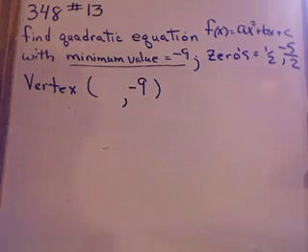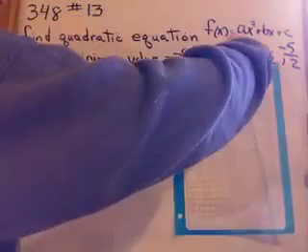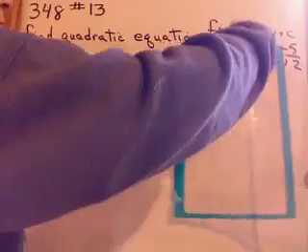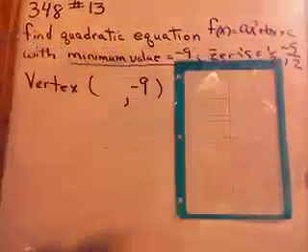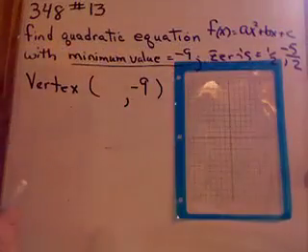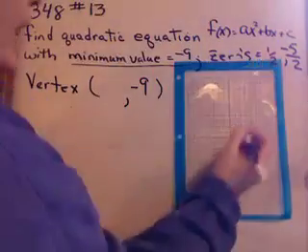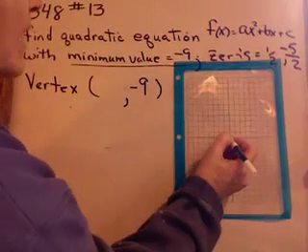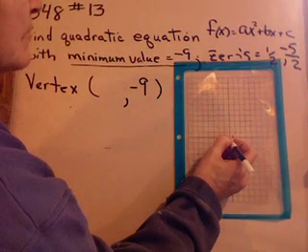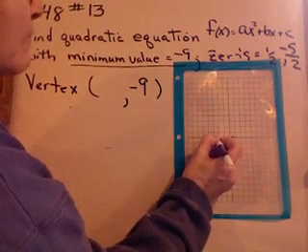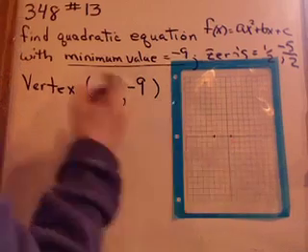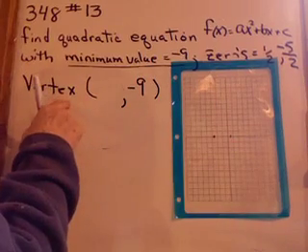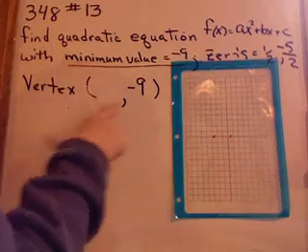Now the other big clue is the zeros. And you know the zeros are where the equation crosses the x-axis. So let's see if we can figure out. We'll just take a look at the x-axis here and see where those zeros are. A half, well, that would be right there. Negative 5 halves would be, that's negative 2.5. 1, 2.5, right there.